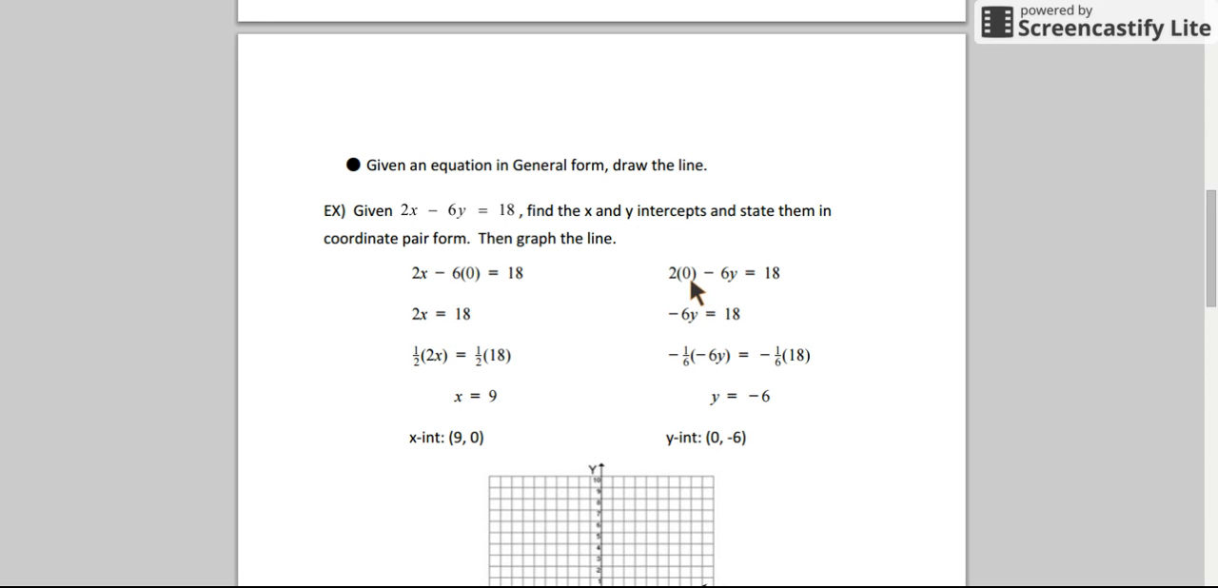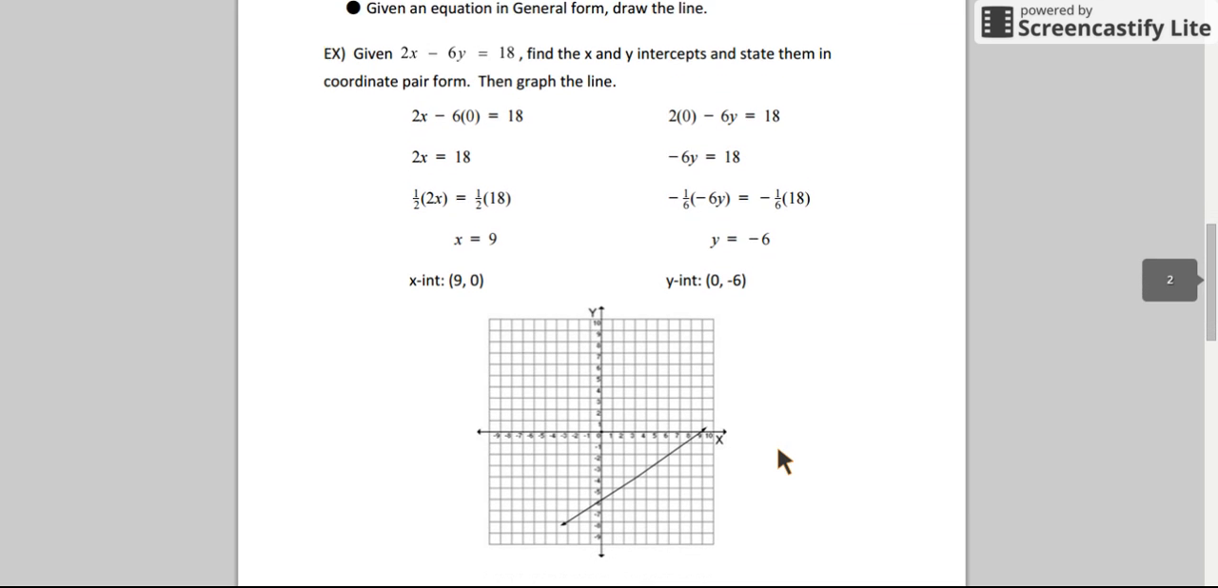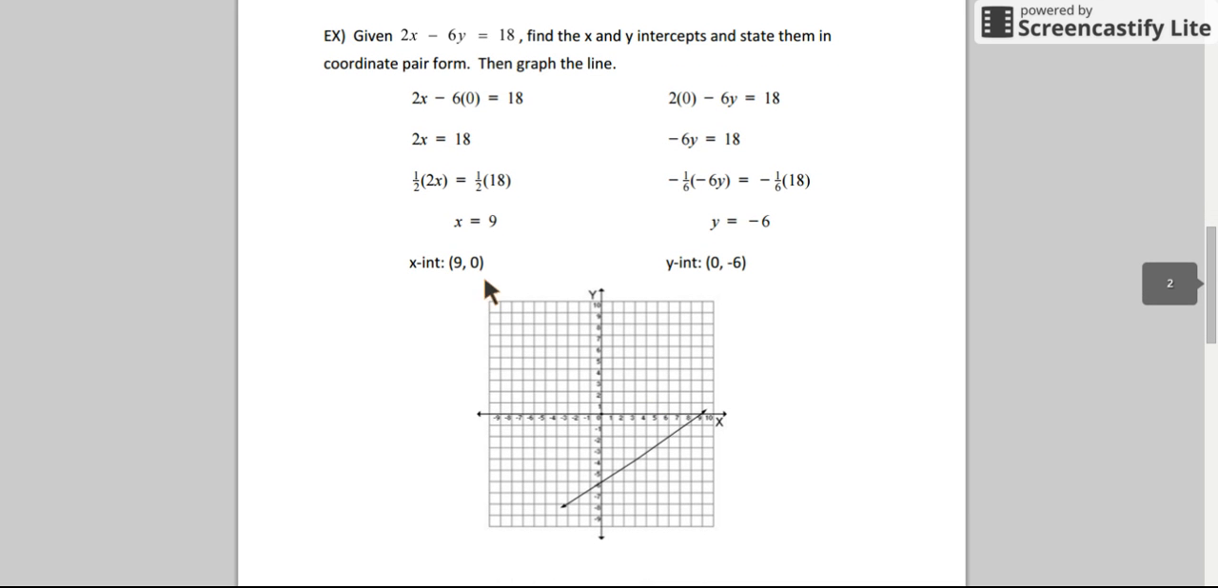I'm going to cancel that x term and then solve for the y term. So negative 6y equals 18 can be solved by dividing both sides by negative 6 or multiplying both sides by negative 1/6. And we get our solution, y equals negative 6. So if x was 0, y was negative 6, we know that's our y-intercept. So now I have 2 points that I can plot and connect. I'm going to plot 9, 0 for my x-intercept, and I'm going to plot 0, negative 6 for my y-intercept, and then just connect those 2 points to draw the line represented by that equation.